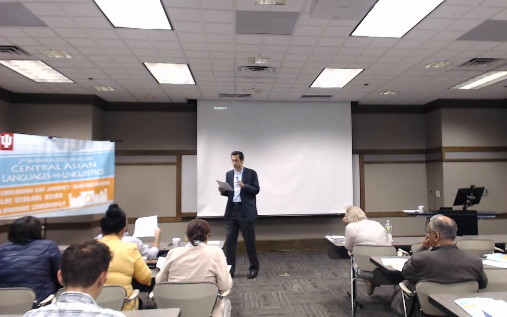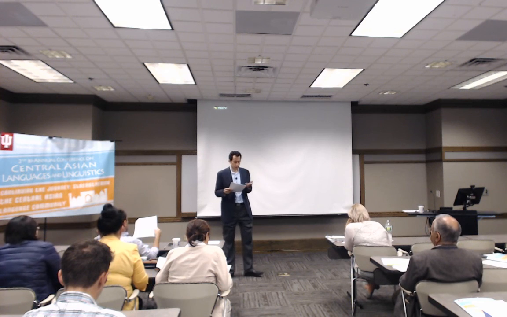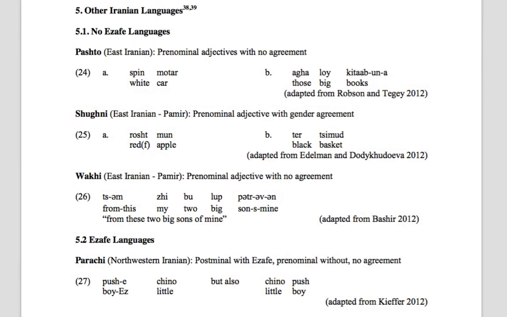But looking at grammars, you come across languages that don't have Ezafe, right? Famously, for example, Pashto, where you have pre-nominal adjectives. Sorry if the transcriptions are not right, because I just tried to make it simple, and I know there are some experts here. So white car: there's no Ezafe, pre-nominal adjective, kind of like English order. Those big books, same thing. This is from Pashto.